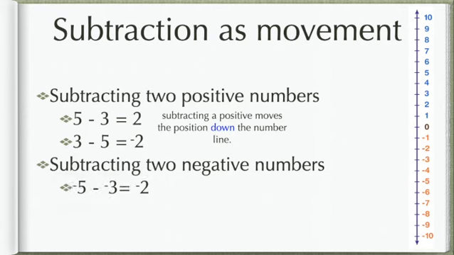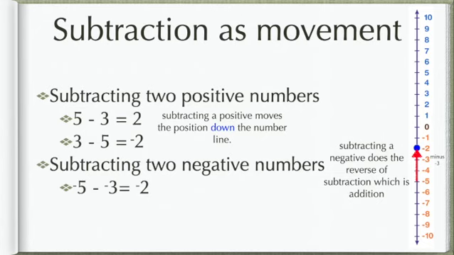So same thing, negative 5 minus negative 3. If I start with negative 5, I go down 3. However, I'm subtracting a negative, which switches it, so I actually go up 3, and that's why I end up on -2. So subtracting a negative does the reverse of subtraction, thus it actually adds.